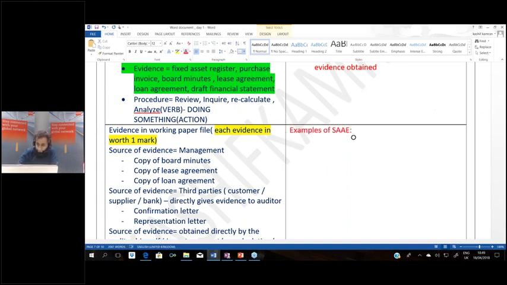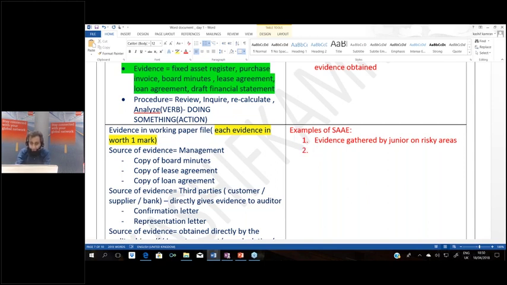Number 1, evidence gathered by a junior on risky areas. Will it be sufficient and appropriate? Will you criticize it? Will you support it? Attendees, I need your participation. Criticize. Perfect. So if the evidence is gathered by the junior on a risky area, you will criticize it.